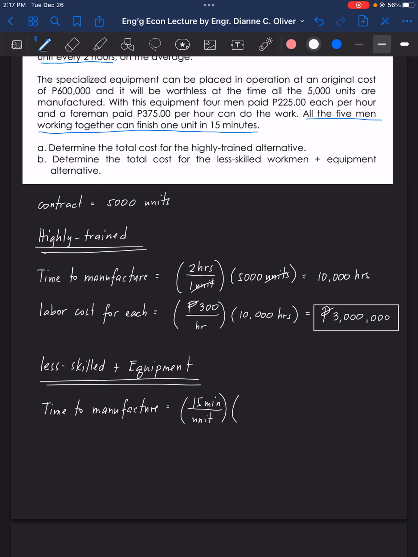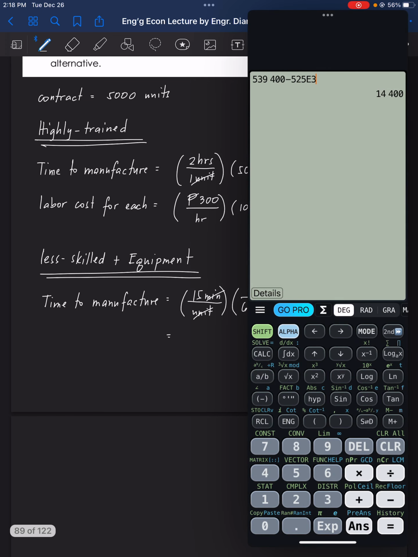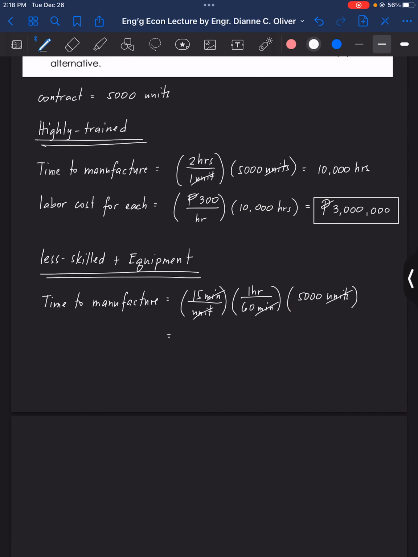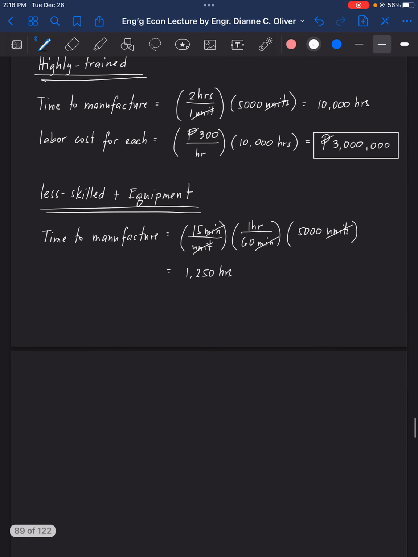and let's cancel minutes, so 1 hour is 60 minutes, and we have here 5,000 required units. So cancel minute, so how many hours? That is 15 times 5,000 divided by 60, so 1,250 hours.